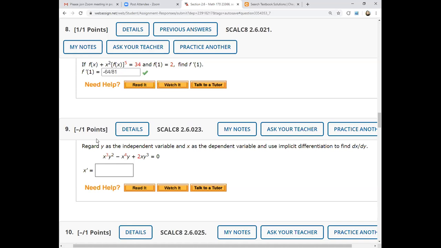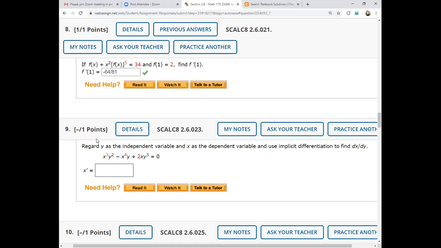Okay? So this is going to be d dy of x cubed y squared minus d dy of x to the fourth y plus d dy of 2xy cubed, and then d dy of 0. Sorry, I wrote dx at first, but it's dy.